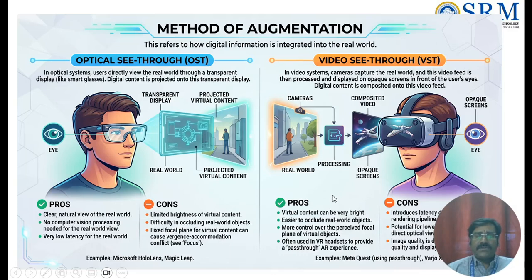The main advantages of the video see-through method are that virtual content can be very bright, it is easier to occlude real-world objects, and there is more control over the perceived focal plane of the virtual objects. It is often used in VR headsets to provide pass-through AR experiences. It also has some disadvantages: it introduces latency, there is potential for lower focus, and image quality is also lower. Examples of usage: Microsoft HoloLens and Magic Leap use the optical see-through method, and Meta Quest uses the pass-through method.